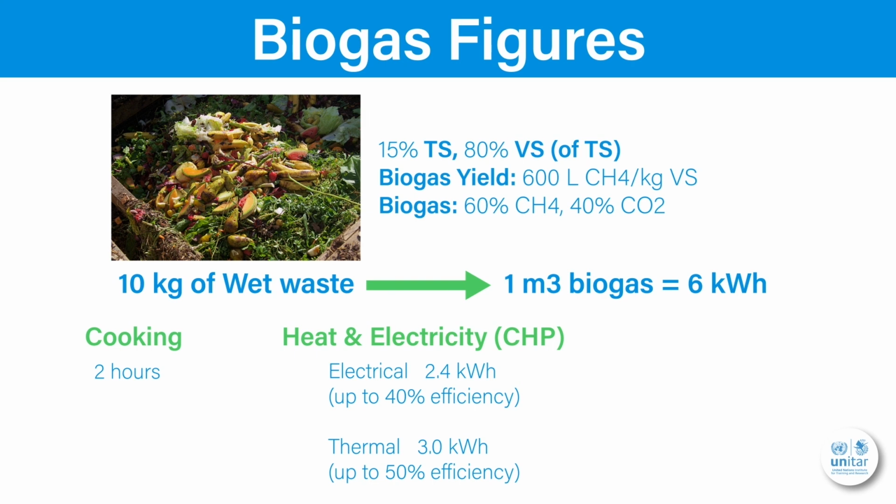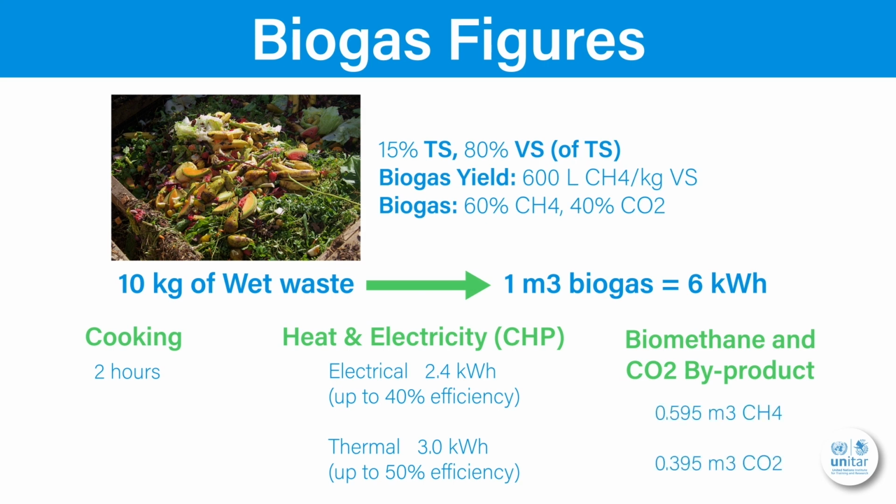In large systems, we can also split the methane and CO2 fraction in the biogas with modern membrane systems. The gas recovery efficiency could be up to 99.5%. We can thus extract about 0.595 cubic meters of methane and 0.395 cubic meters of CO2 per cubic meter of biogas. As we can see, biogas is very versatile and has a lot of potential uses, which makes anaerobic digestion such an interesting technology.